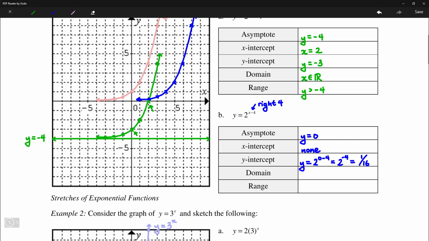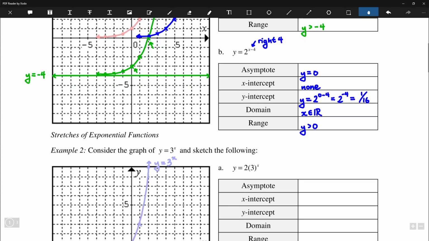The domain is the same as before. X is an element of the real numbers. And finally, the range, simply y is greater than 0. Okay, so we have demonstrated that translation works much in the same way as for other functions that we have looked at in the course. And next we're going to look at how vertical and horizontal stretches will work when it comes to the exponential function.